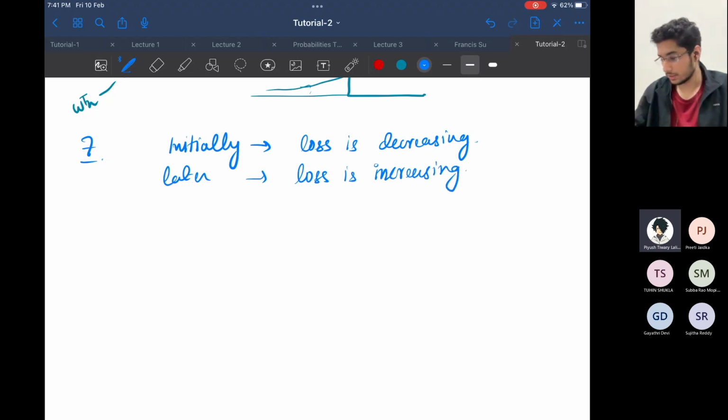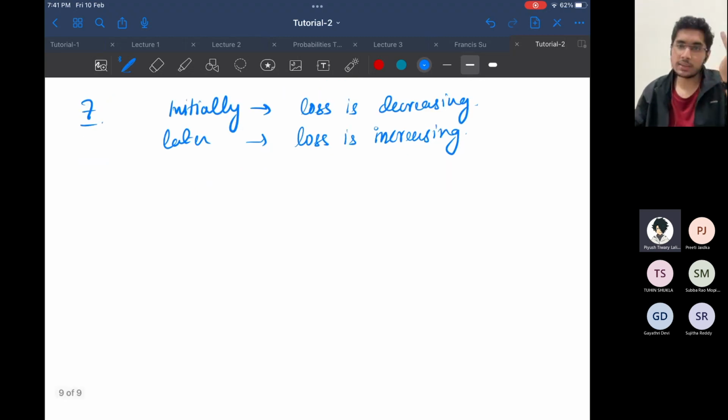This is what it says. Okay, so let us think about it. When is it possible that the loss is initially decreasing, but later on it starts to increase? So it must be something like this. Okay, so let me give you an example.